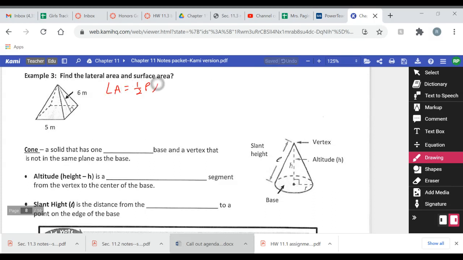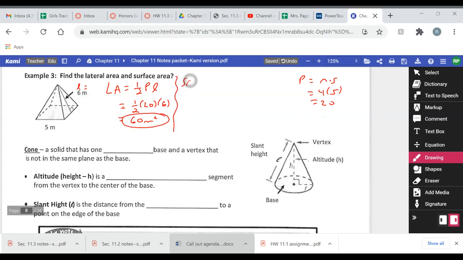So I've got 1/2 PL for the lateral area. We've got a pyramid again. In this particular case, I can see that the perimeter is the 4 sides. So that's square base times one side, which is 5, and that gives me 20 for the perimeter of the base, and the slant height is 6. And if I go ahead and multiply that out, I get 60 meters squared. So that's the lateral area.